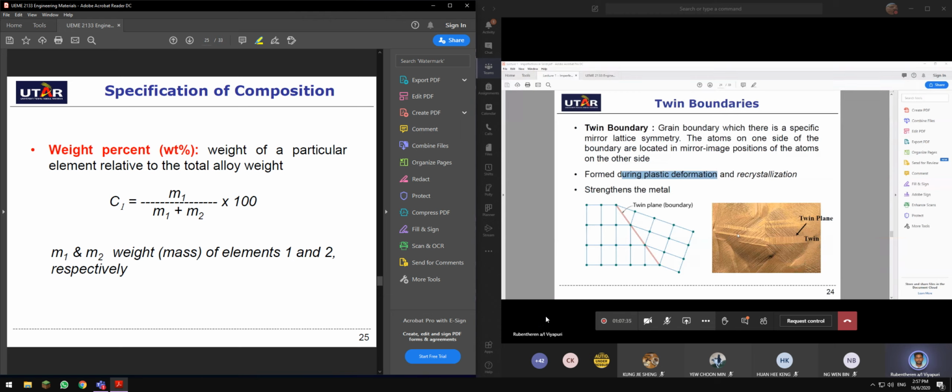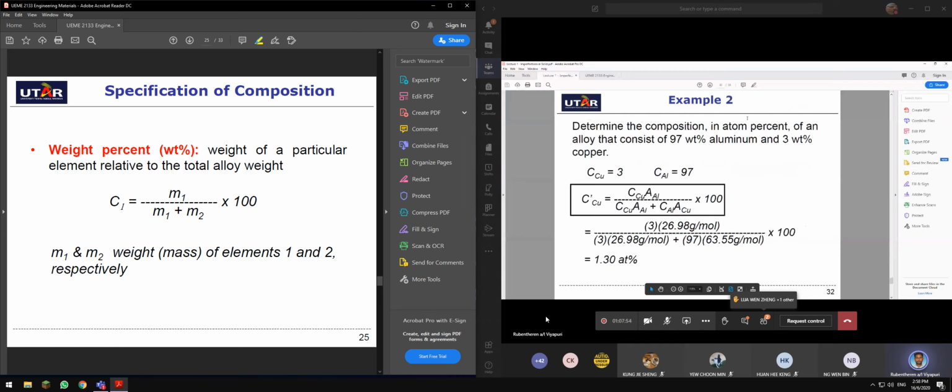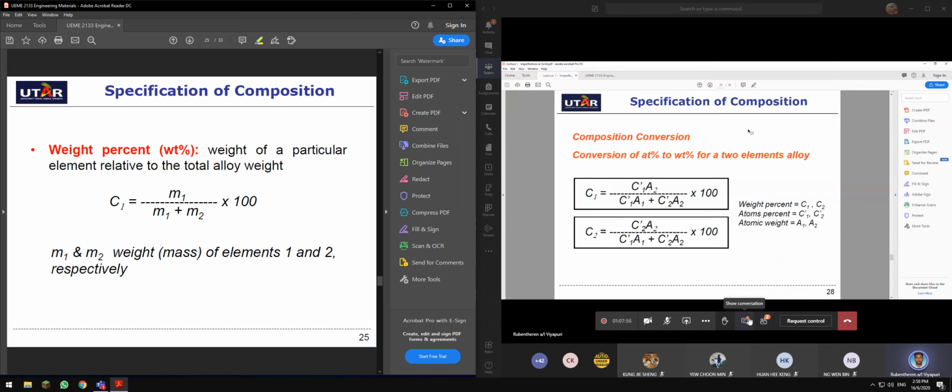All right. And for this Friday, we have class, which is at 10:30 to 11:30. So I'll be continuing with the specification of composition and with some examples this coming Friday.